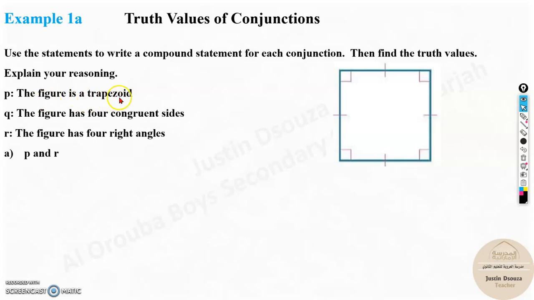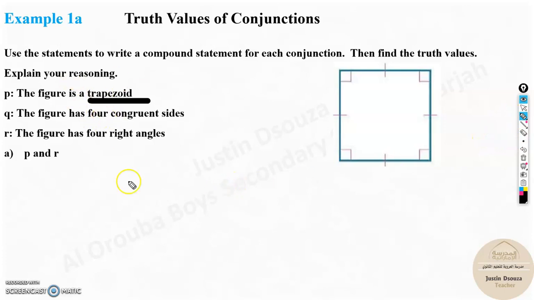P is the figure is a trapezoid. Q says the figure has four congruent sides. Sorry, I missed R. R says that the figure has four right angles. First of all, let us, I hope you know what a trapezoid is.